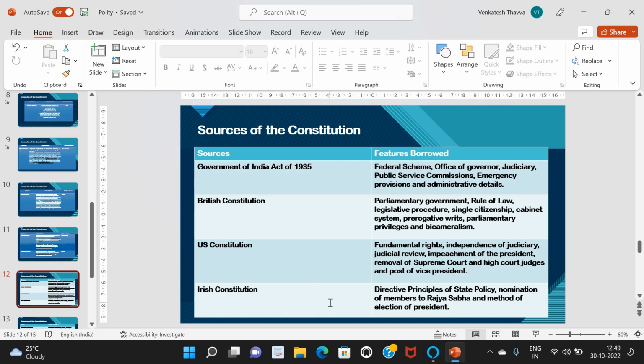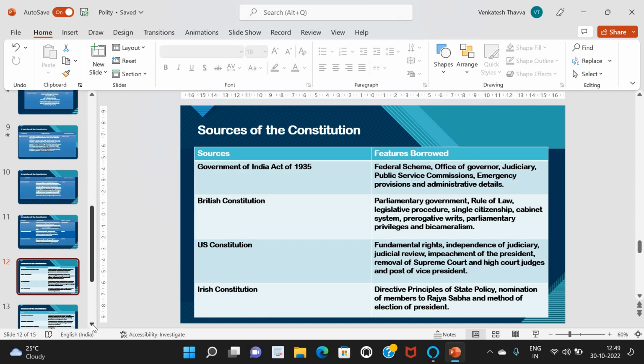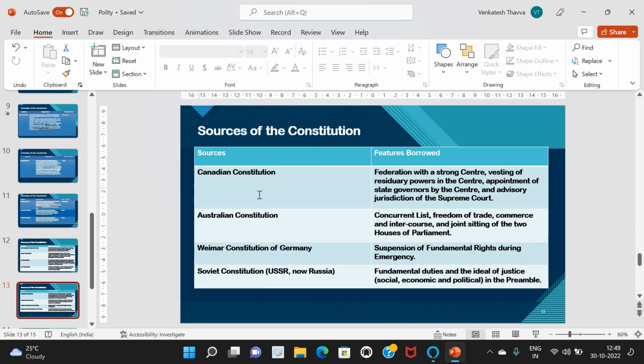Next, coming to Irish Constitution. We borrowed from it Directive Principles of State Policy, DPSPs, nomination of members to Rajya Sabha, and method of election of President. Next source is Canadian Constitution. From this, we borrowed federation with a strong center, vesting of residuary powers in the center, appointment of state governors by the center, and advisory jurisdiction of the Supreme Court.